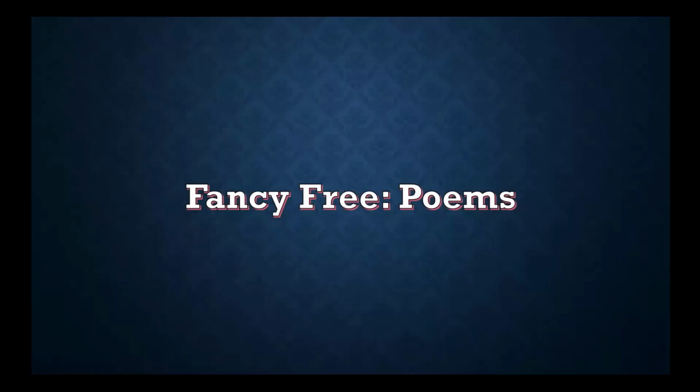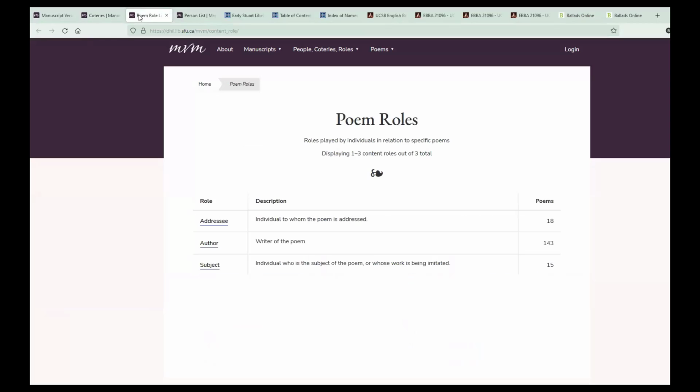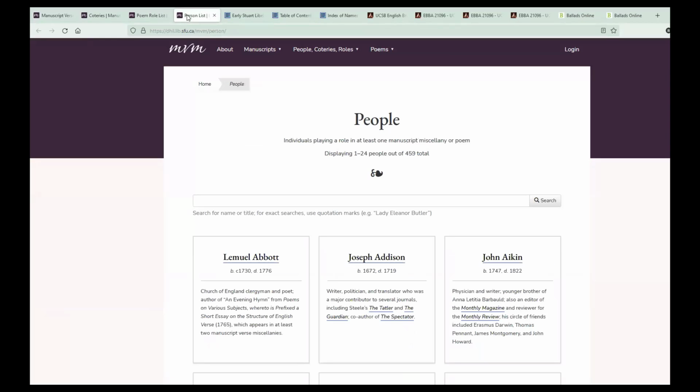As we shift our focus back to content, let's dive into a few resources that can help us navigate verse in a variety of forms. First up, let's look at a relatively new companion to the first line index we examined earlier, Manuscript Verse Miscellanies 1700 to 1820. You can navigate by first lines under the Poems section, or browse other sophisticated gatherings of information, including by coterie, role of the poem, or individual people.